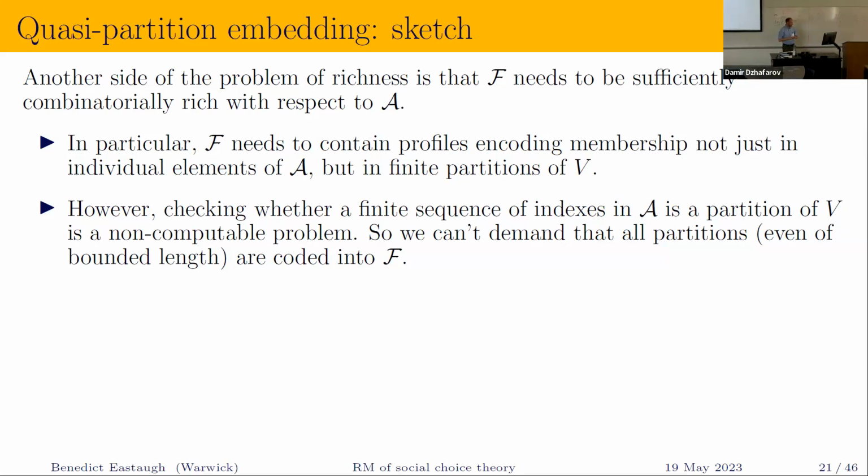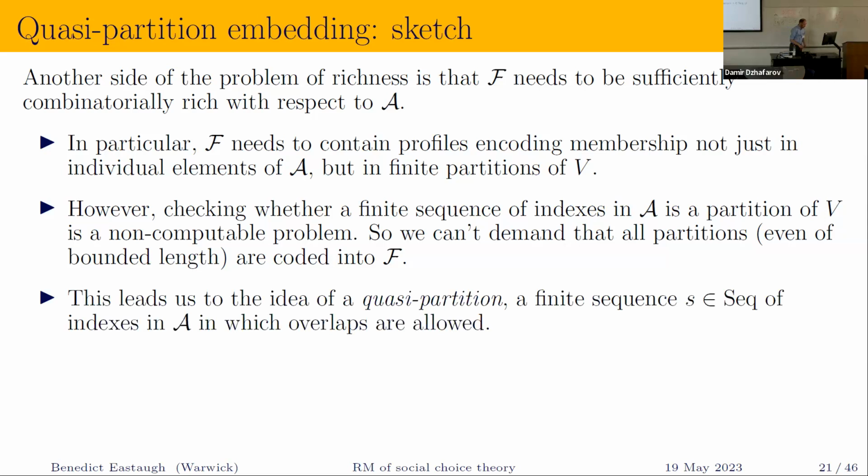But checking that you've actually got some finite sequence of indexes which forms a partition, that's not computable. For one direction of these proofs, that's not a problem, but if you want to start building these Fs from the algebras, then you need to do it in a computable way. And if you have something non-computable coming in, that's a problem. So instead, we do something called quasi-partitioning. The idea is roughly: take a sequence of indexes from A, and the sets at those indexes might overlap. If they do, just take anything that overlaps and chuck it into the big bin at the end.